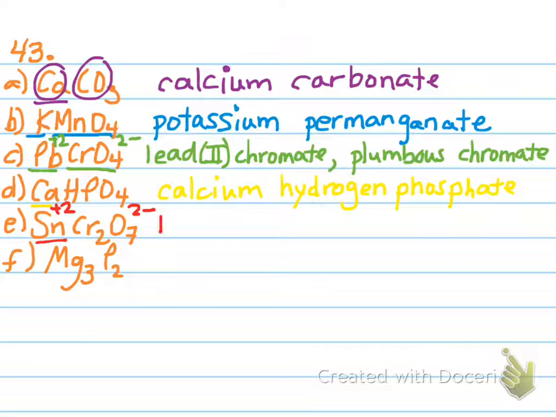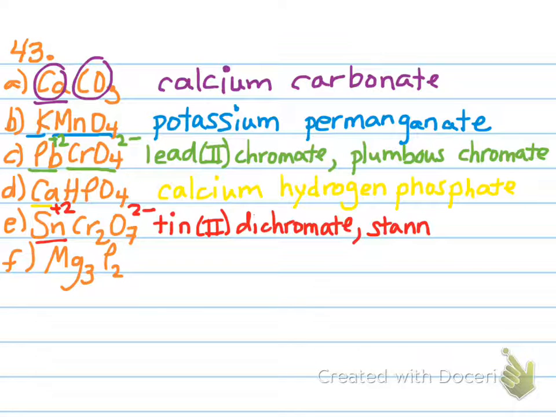So with the stock system with the Roman numerals, this is tin 2 dichromate. That's the name of the polyatomic ion on my helper sheet. Tin is stannum, and the two possible charges on tin on my helper sheet are +2, +4. So this is the lower one, so this is stannous dichromate.